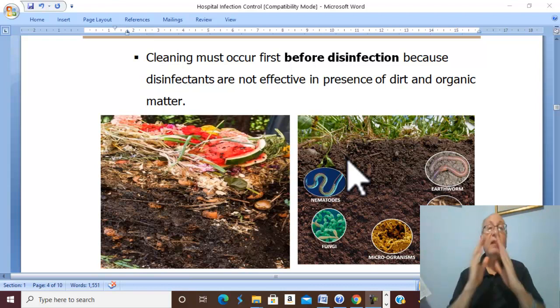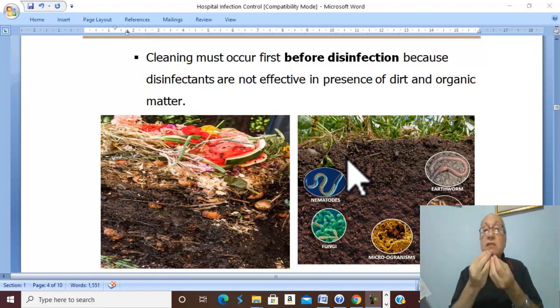After cleaning, disinfection. Disinfection is reduction of the viable microorganism to acceptable levels. Just reduction, not complete destruction, because complete destruction of viable microorganism is the next step, which is sterilization. Therefore, we can say that disinfection is a partial sterilization.